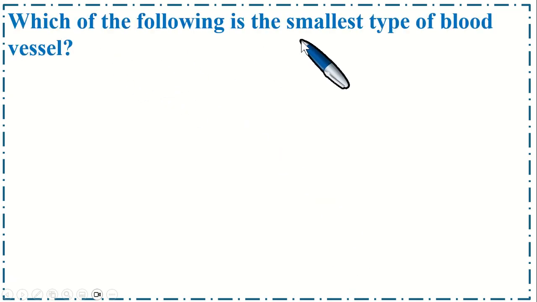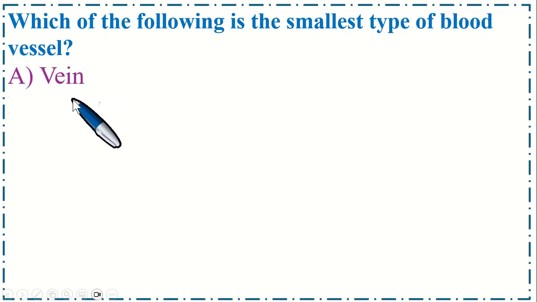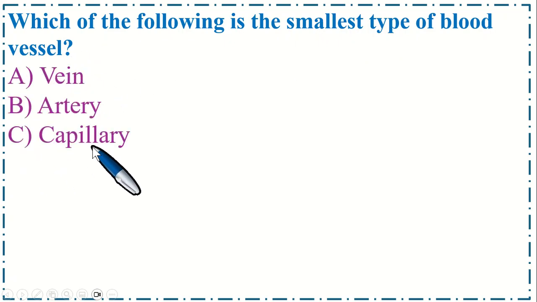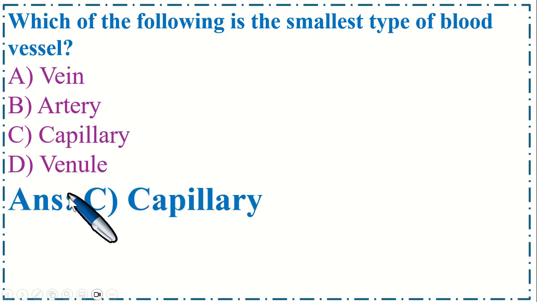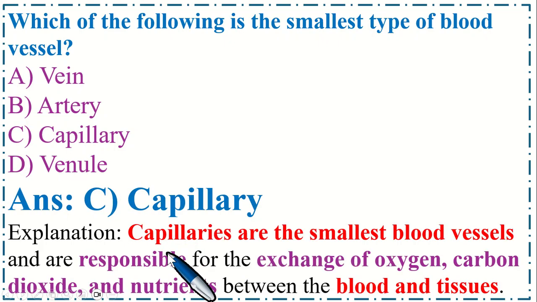Which of the following is the smallest type of blood vessel? Option A, vein. B, artery. C, capillary. And option D, venule. So the correct option is C, capillary. Capillaries are the smallest blood vessels and are responsible for exchange of oxygen, carbon dioxide and nutrients between the blood and tissues.